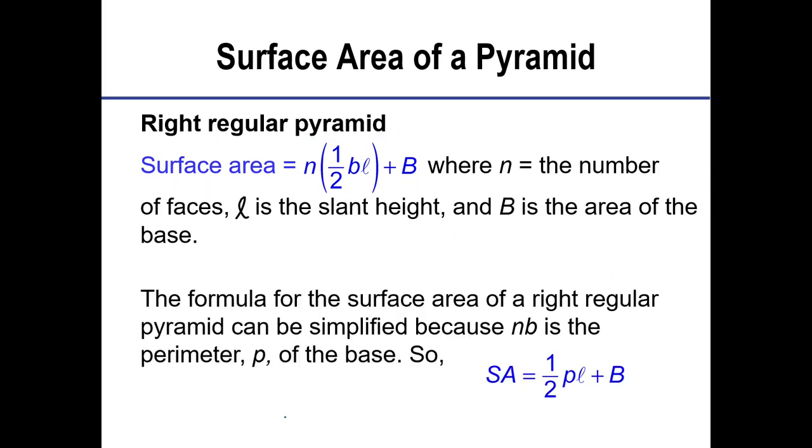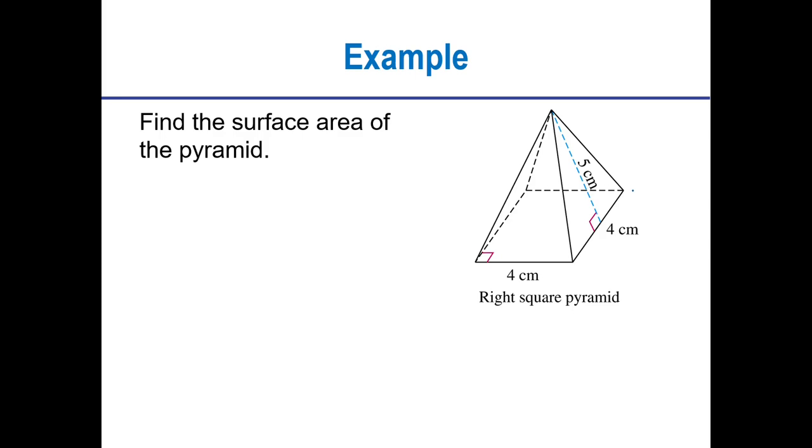The formula for the surface area of a right regular pyramid can be simplified because n times b is the perimeter P of the base. The surface area formula is equal to 1/2 the perimeter times the slant height L plus B, the area of the base. Example: find the surface area of the pyramid.